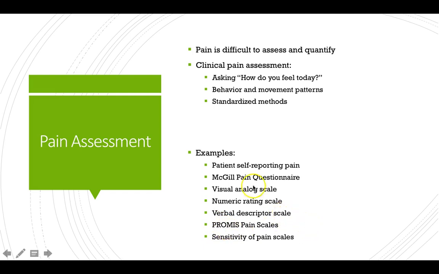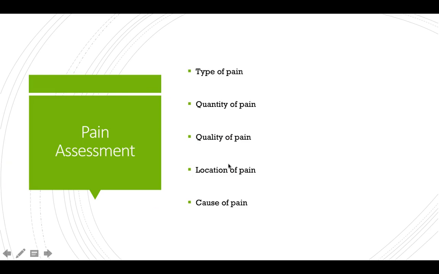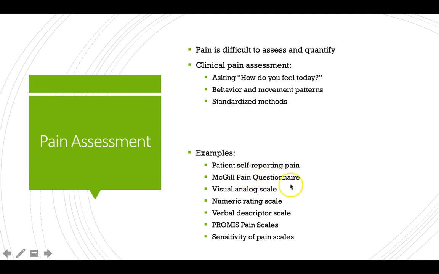Some of those things are on there, like the McGill Pain Questionnaire. Obviously you can just get patient self-reported pain, right? I'm actually going to jump ahead. All those types of things we want to see, right? Type of pain, quantity of pain, quality of pain, location, cause, all those questions we have embedded in our heads. Something like the McGill Pain Questionnaire includes all those things as well.